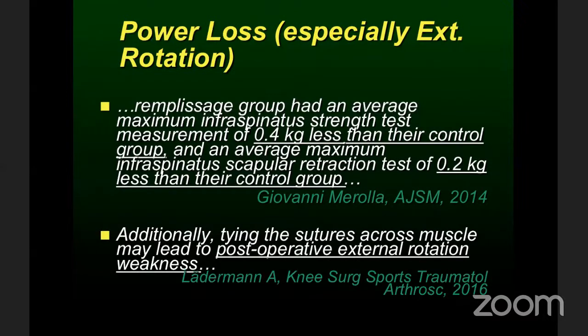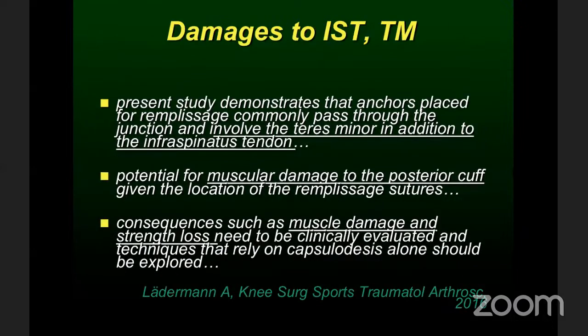Loss of power and strength was again put forward, but there are enough papers to suggest that there is no gross loss of power in the infraspinatus as well as the teres minor, so that you can easily do your capsular tenodesis or myotenodesis. Damage to the infraspinatus tendon was again raised by many researchers, since you are going to pierce the tendon in four directions at four levels, so there could be damage.